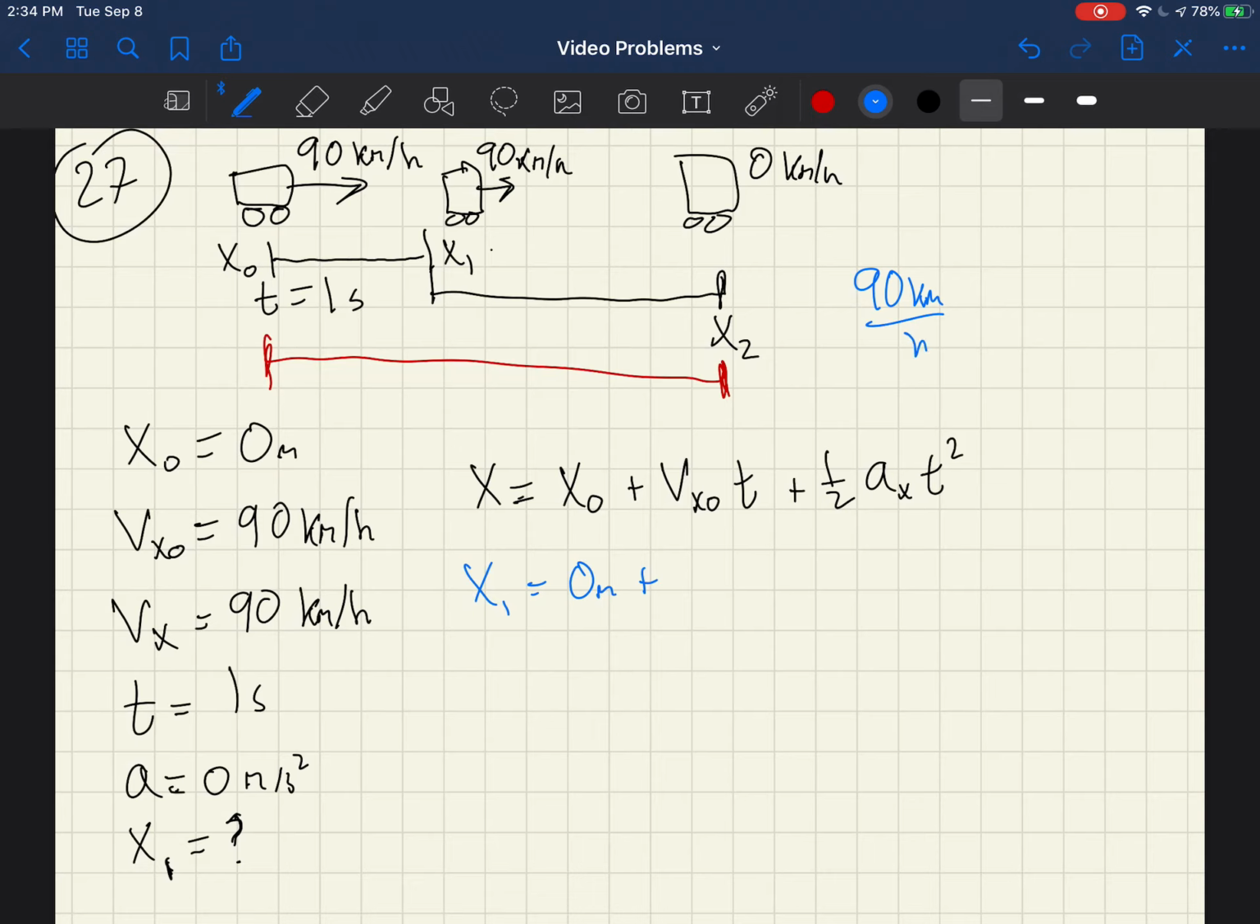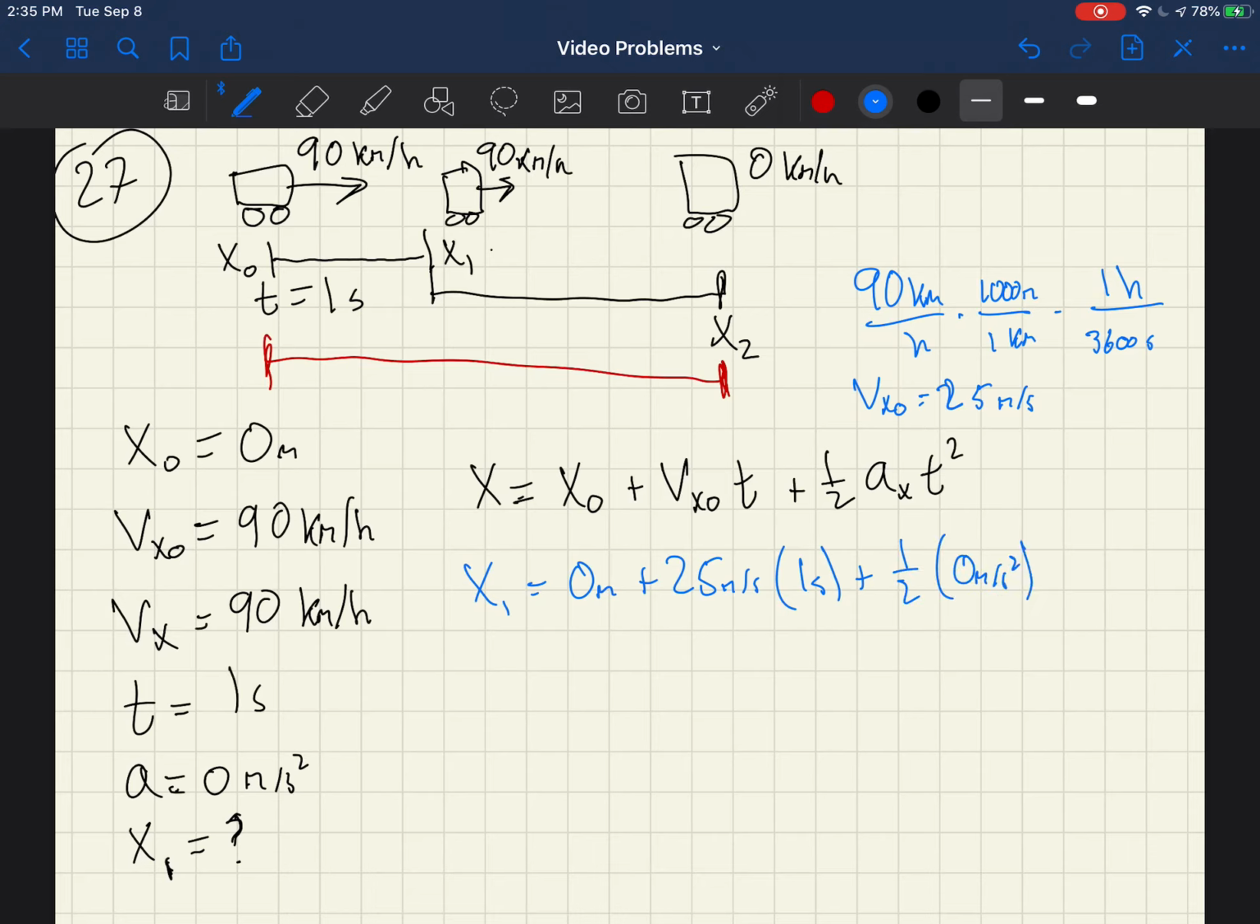So 90 kilometers per hour. We have 1,000 meters in 1 kilometer and 3,600 seconds in 1 hour. So that's 90 times 1,000 divided by 3,600, and we get 25 meters per second. So vx0 is going to be 25 meters per second. So let's plug that in, 25 meters per second times 1 second.